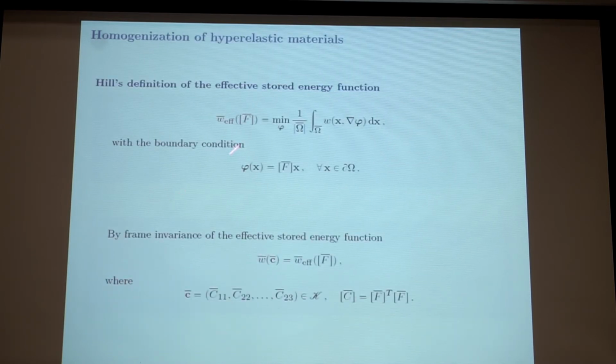First we use Hill's definition of the effective stored energy function, which is obtained by solving the microscopic boundary value problem on the representative volume elements using this kind of linear boundary conditions where F bar is the macroscopic deformation gradient. And in practice, it's more convenient to express this effective stored energy function in terms of the entries of the right Cauchy-Green tensor, because it reduces the dimension of the space we want to interpolate. And so it's for this function that we are seeking approximations or surrogate models.